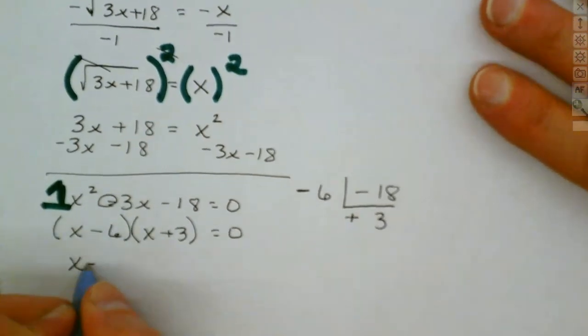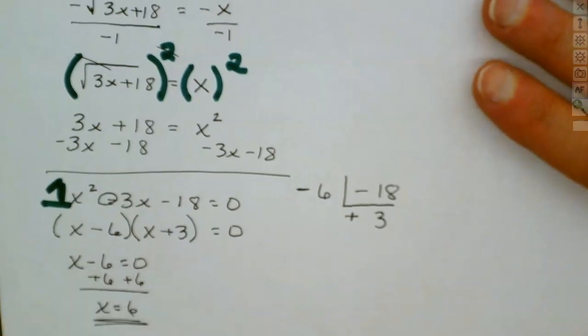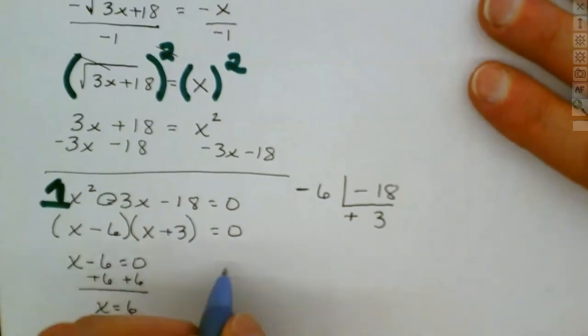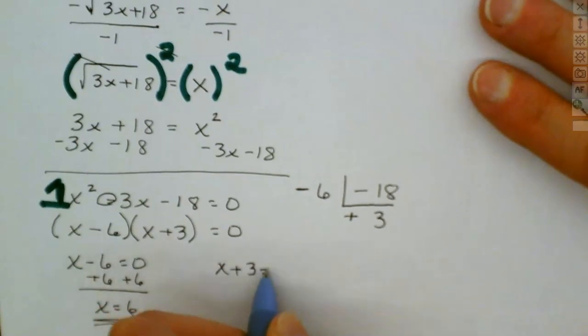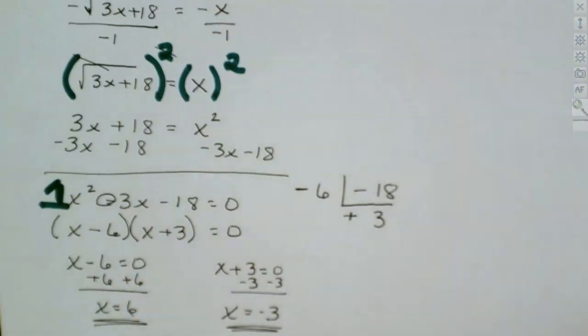And now we've got x minus 6 equals 0. So move that 6 over. So that's x equals 6. And the other one is x plus 3 equals 0. Move that 3 over. And we now have x equals a what? x equals a negative 3.